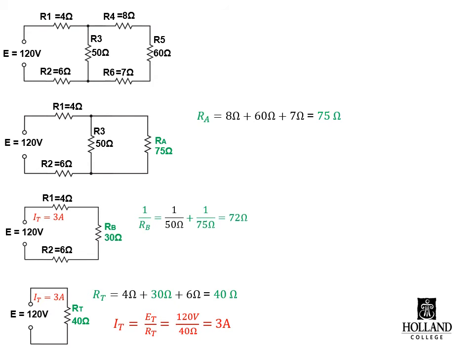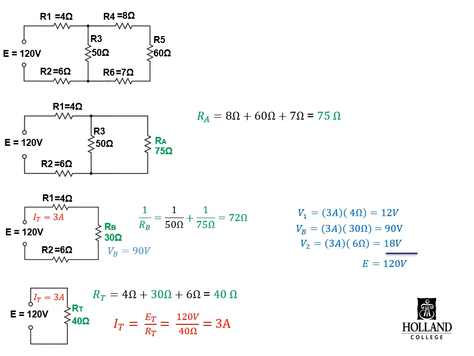That's going to give you a total current of 3 amps. You carry your 3 amps back one step, calculate out your 3 voltages for R1, RB, and R2. RB gets 90 volts. It came from a parallel equivalent, so each of those parallel branches gets the same voltage. You can now calculate each of the currents for those 2 branches.